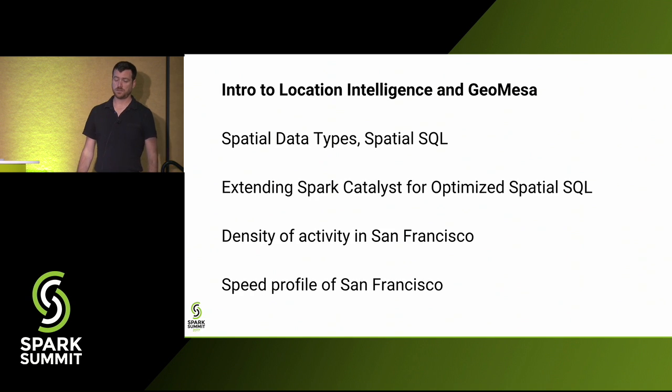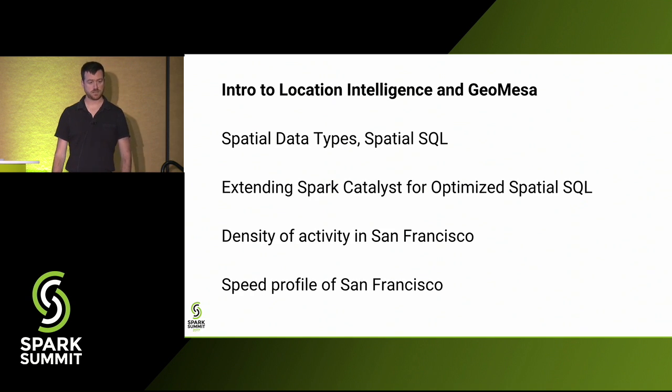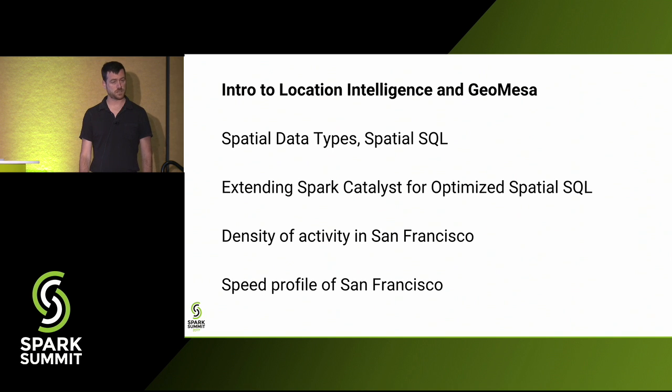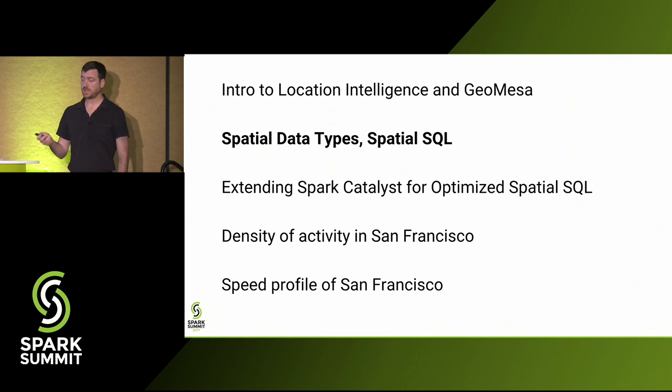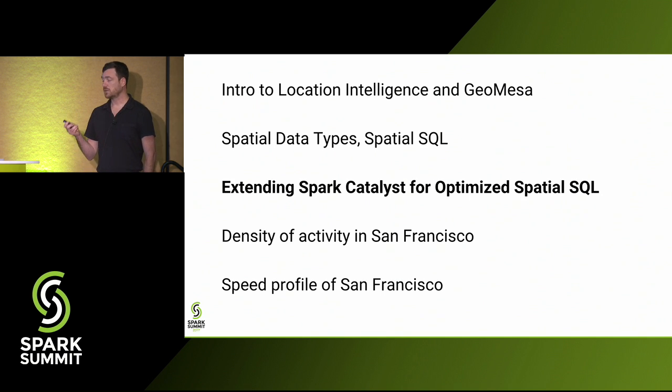In this talk, I'm going to cover what I mean by location intelligence and give a quick intro to what GeoMesa is. I'm going to talk about spatial data types, Spatial SQL. These are the things that GeoMesa has extended Spark SQL with in order to answer location intelligence questions. We're going to do a bit of a deep dive into how GeoMesa has extended the Spark Catalyst optimizer to efficiently execute spatial SQL. And we're going to go through two use cases. We're going to dissect some queries and understand how they are executed and how they get at these results quickly.